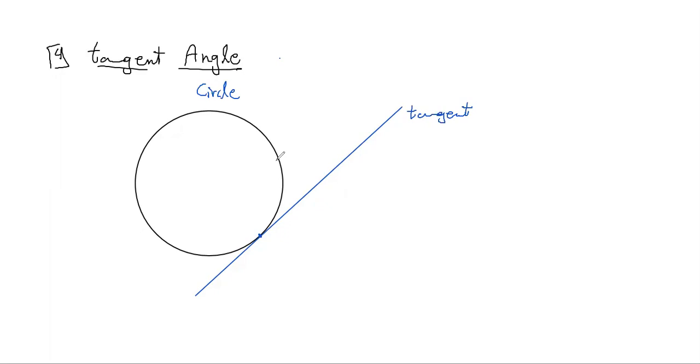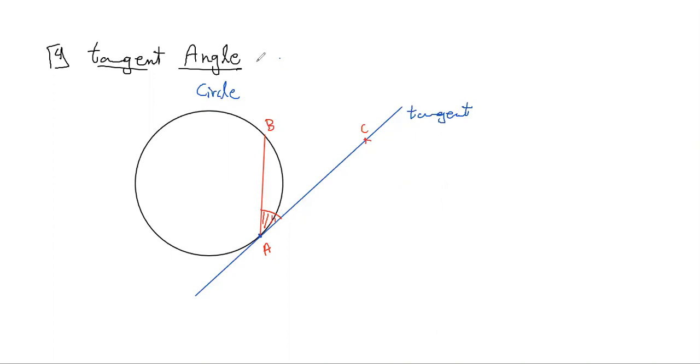If we draw a chord from the point of tangency to anywhere in the circle. A chord is a line that cuts the circle at 2 points. That's a chord. And let me give names. If this is A and B and point C, now this is called a tangent angle.